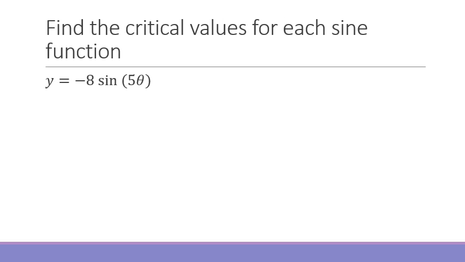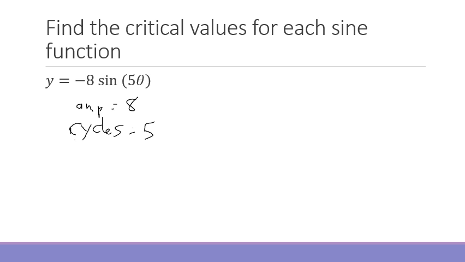All right, now let's go the other way. We're given the equation now, and we want to know what the critical values are. So the number out front, the absolute value of it, is your amplitude. So in this problem, the amplitude is 8. And then we know that the number in front of the theta tells you the number of cycles.